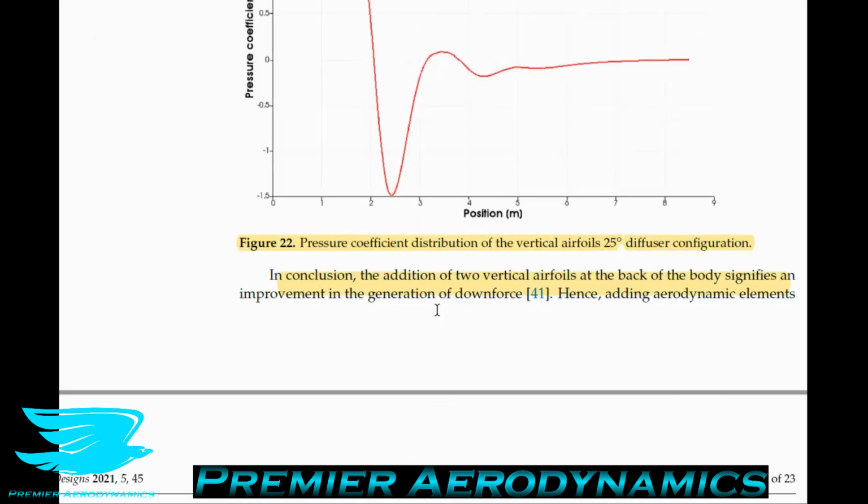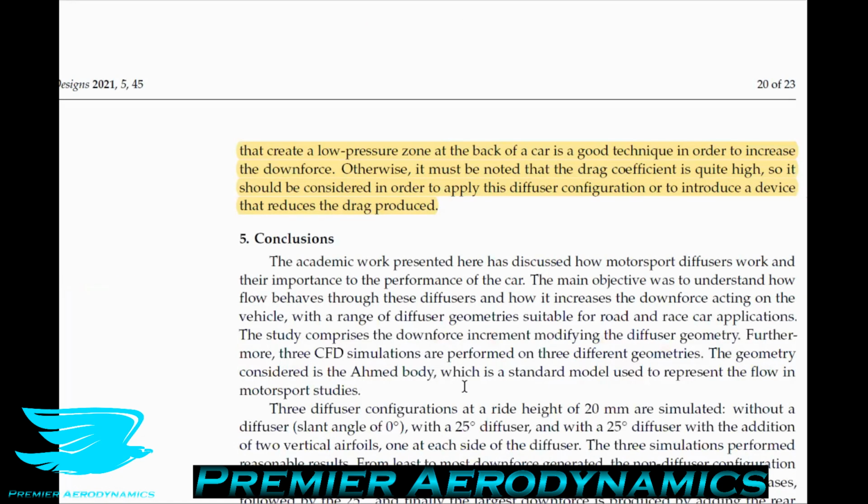So they say, in conclusion, the addition of two vertical airfoils at the back of the body signifies an improvement in the generation of downforce. Hence, adding the aerodynamic elements that create a low pressure zone at the back of the car is a good technique in order to increase the downforce. Otherwise, it must be noted that the drag coefficient is quite high, so it should be considered in order to apply this diffuser configuration or to introduce a new device that reduces the drag produced.